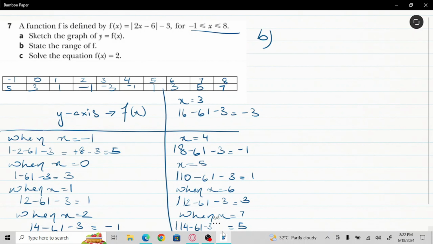So we see which one is the lowest value. The lowest value is negative 3. So we say that f(x) is greater than or equal to negative 3, and what's the highest value? It's less than or equal to 5. That's it. That's what question number 7b asked us.